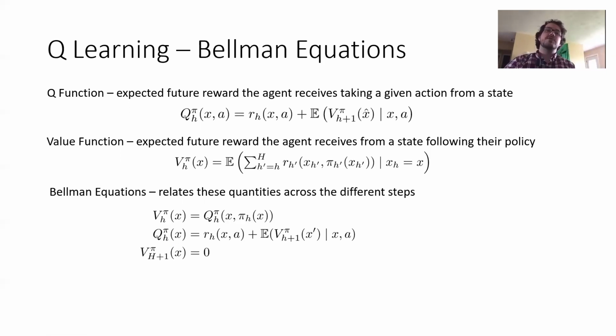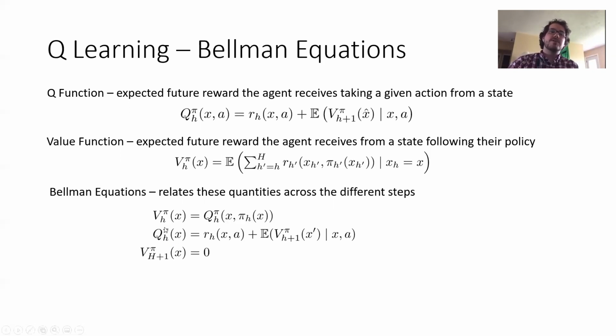The value function is then defined as the future reward that the agent receives starting from a specific state and following their policy. It's just defined to be the expected sum of the rewards that they will experience. Common to these dynamic programming problems are the Bellman equations that relate these quantities across different steps.